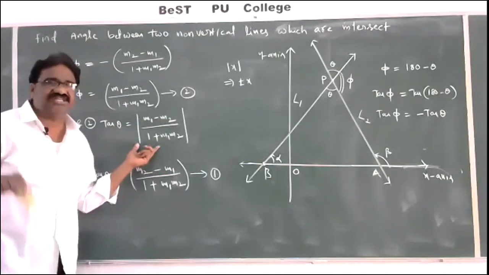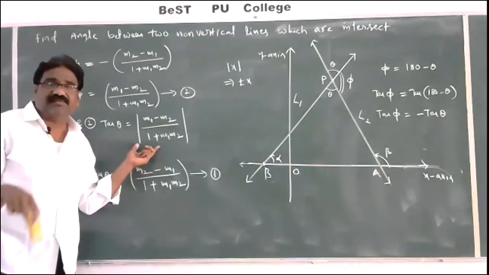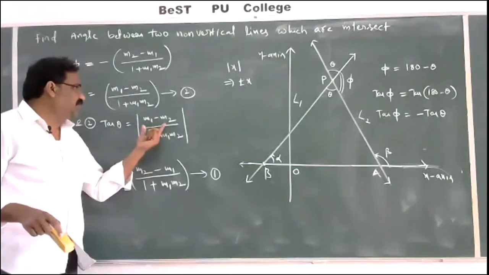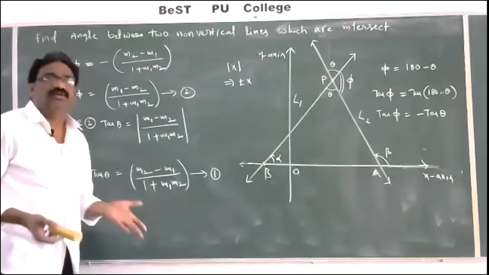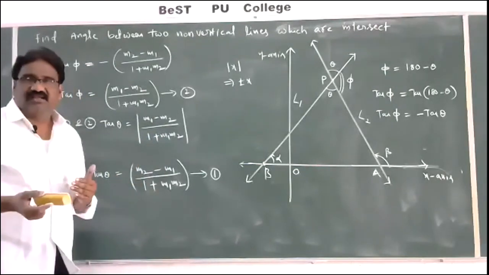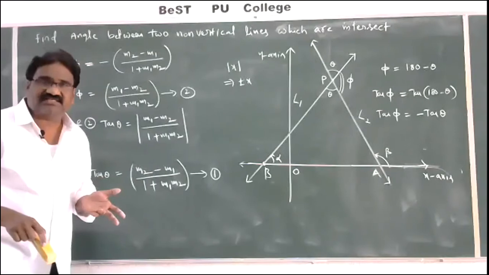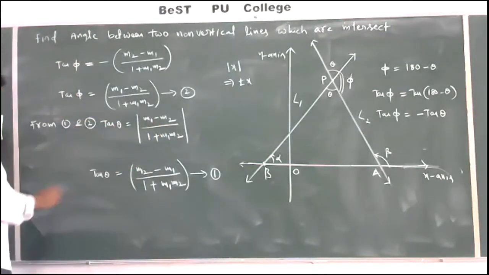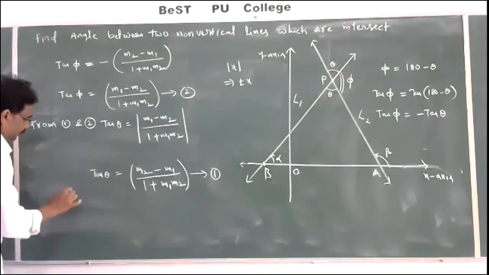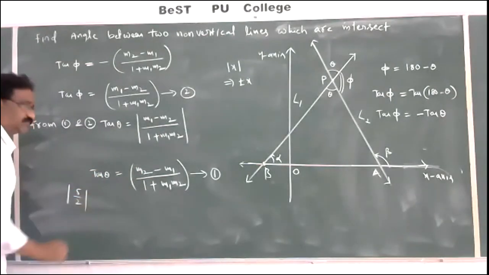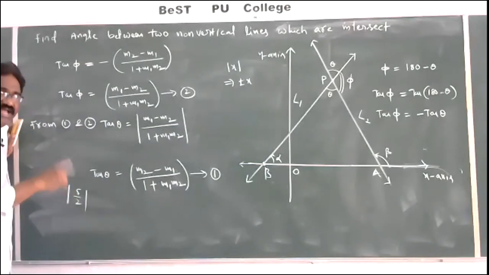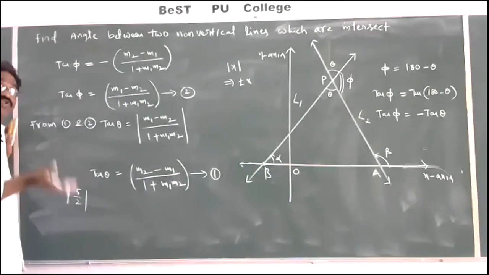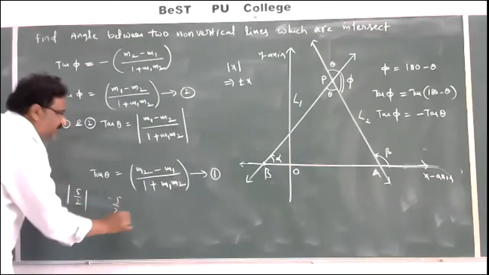For example, if the question is asking, find the acute angle between the two lines, you take positive. Here you get the value, you take the positive value. For example, they are asking, find the obtuse angle between the lines. Here you get the value, take minus. For example, after completion of the formula, you get mod 5 by 2. They are asking the acute angle between the two lines, the direct answer is 5 by 2. They are asking the obtuse angle between the two lines, minus 5 by 2.